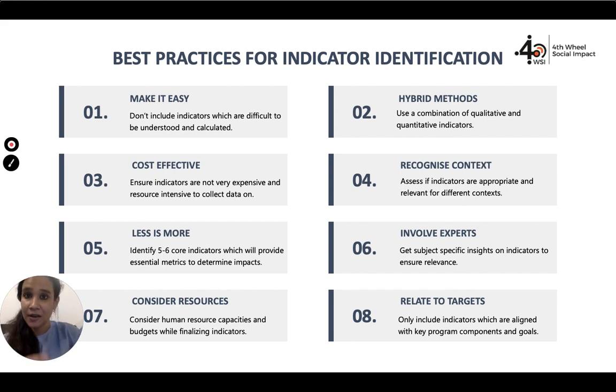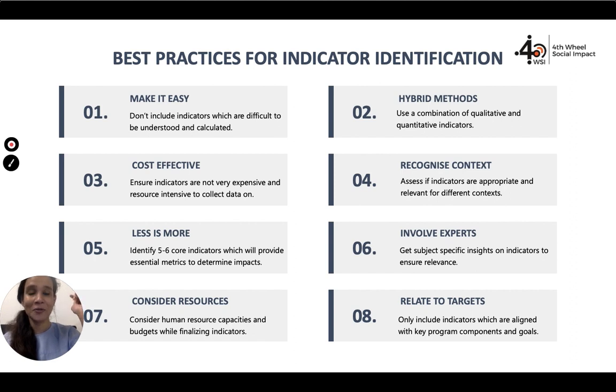We spoke about relevance, but assess and recognize the context within which you work. If you say, okay, better teaching methods, and the indicator is the number of classrooms where computers are used, it's a little difficult in the context of rural India. So recognize context while defining your indicators.